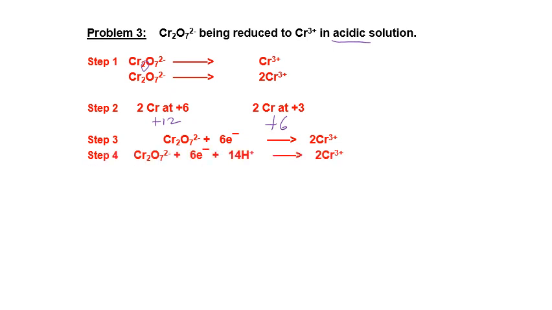Then step 4, adding protons to make sure they balance out now the entire charge of the species. So on this left-hand side we have 2- plus 6- plus 14+, and that will equal a sum of +6, and that will therefore equal 2 times +3, or +6. So both charges now equal out. And then we've just got to add water to make sure the hydrogens all balance out. There we go. That is the balanced equation for the reduction of dichromate into Cr3+ in acidic solution.